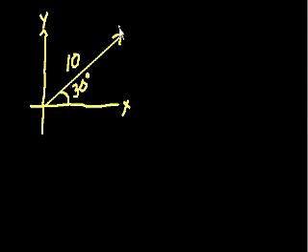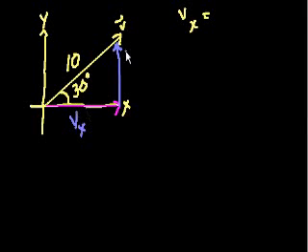So, if I called this vector v, I would use the notation v sub x, and v sub x would be this vector down here, the x component of the vector. And then v sub y would be the y component of the vector, and it would be this vector. So this was v sub x, this is v sub y, right?